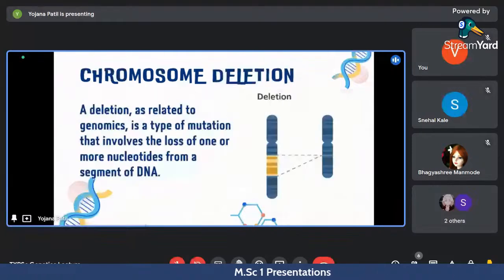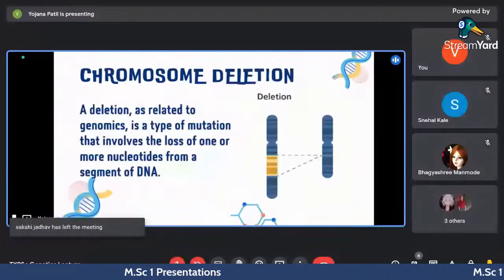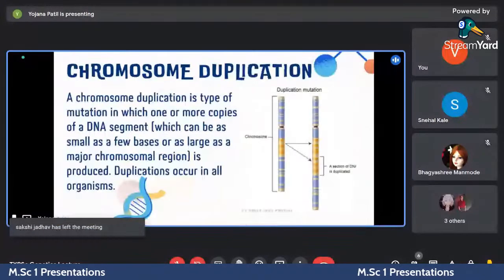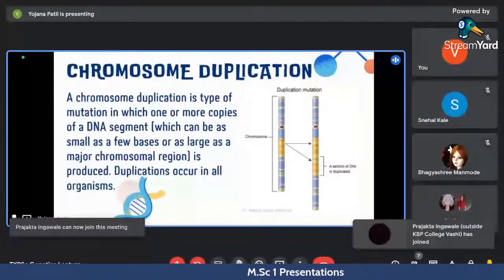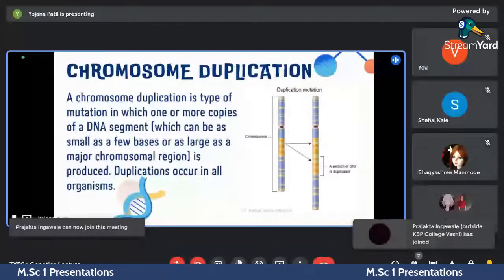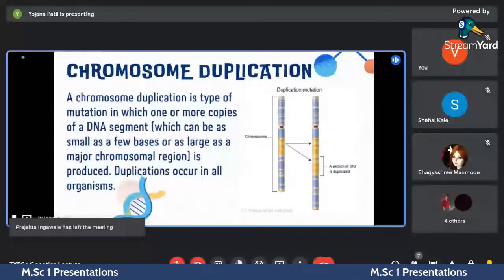Now let's see what is chromosome deletion. Chromosome deletion occurs when a segment of a chromosome is lost. During this, the loss of important tumor suppressor genes may occur, which can lead to the formation of cancer. Then chromosome duplication. Chromosome duplication is a type of chromosome rearrangement in which a segment or a portion of a chromosome is copied, and this can result in overproduction of an oncogene, which can lead to cancer formation.